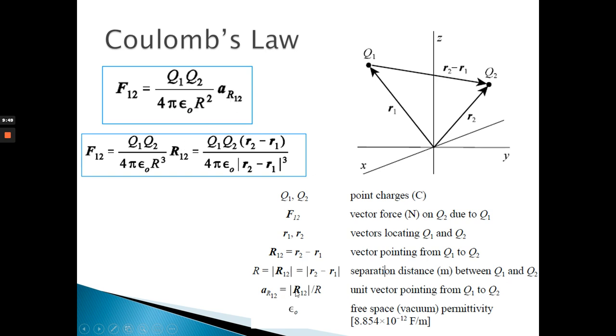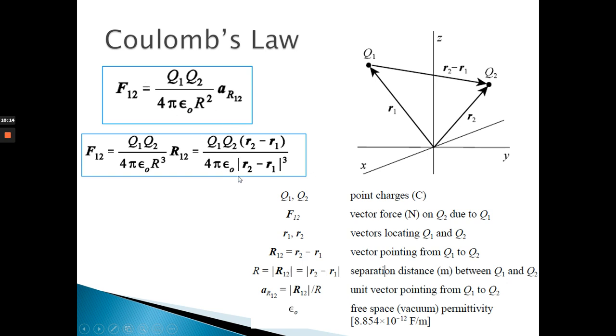So AR12 is equal to what? This one divided by this one, right? So this R will multiply with this R and becomes R cubed, and this is just like this. But this one we know is R2 minus R1.